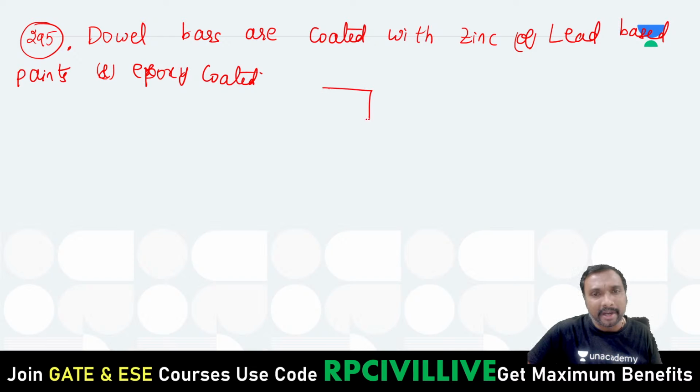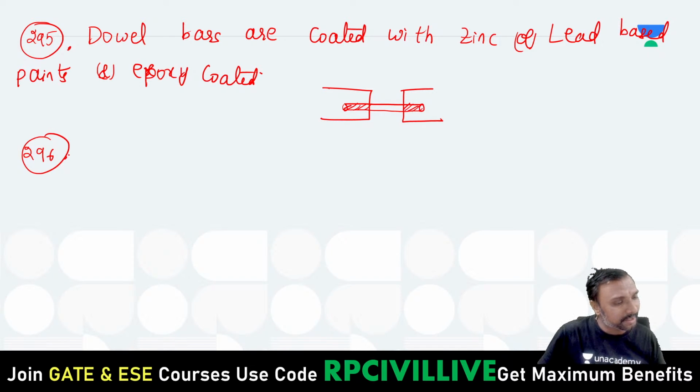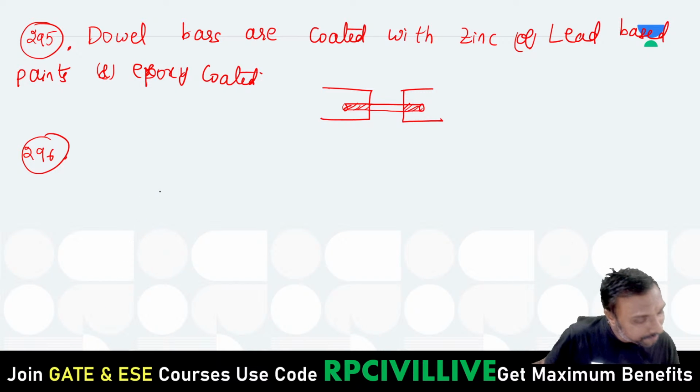Whenever that dowel bar is placed here, because this is your expansion joint, how much of the bar is embedded into the concrete and how much is left outside? This side some bar portion, that side some bar portion; half of the portion must be inside and half must be outside. That's 296, right? Why are we coating them with that? We are coating them to take care of what?